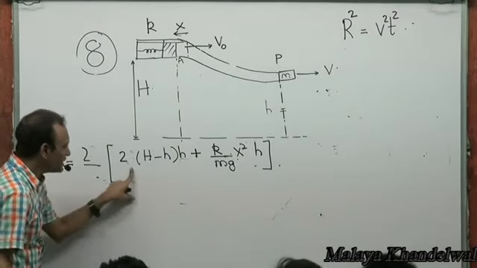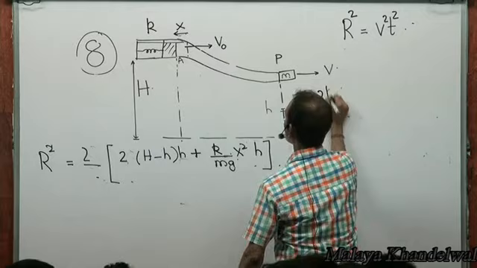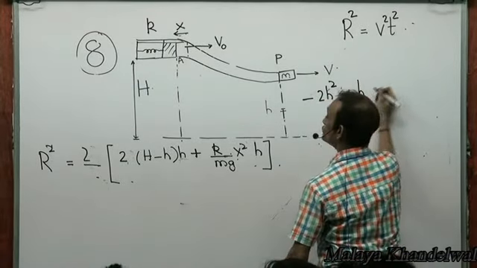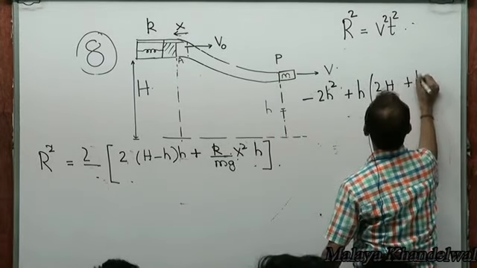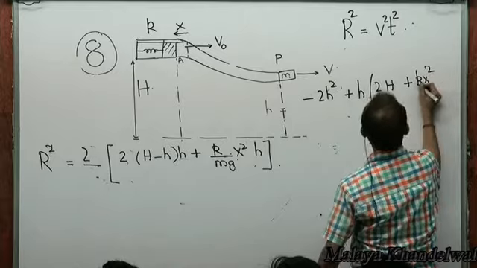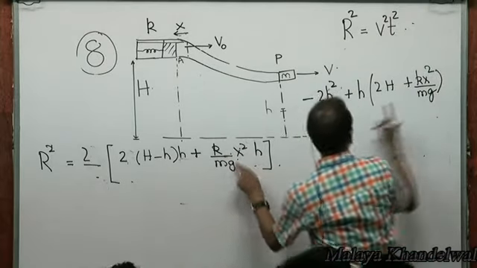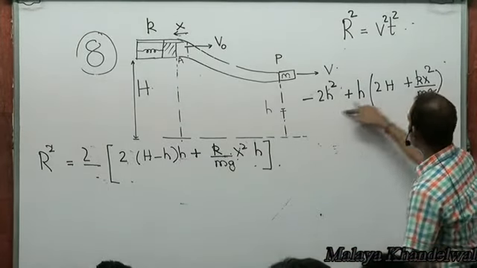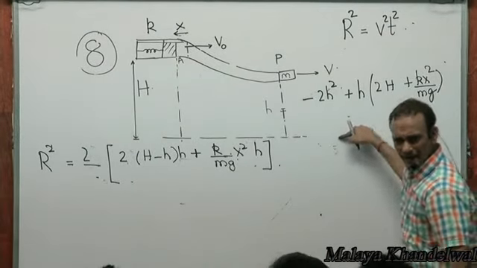So I rewrite just this expression. I don't have to bother about this too. This expression could be looked upon as minus 2h squared plus h into kx squared by mg plus 2h, isn't it? This is the expression to be maximized.